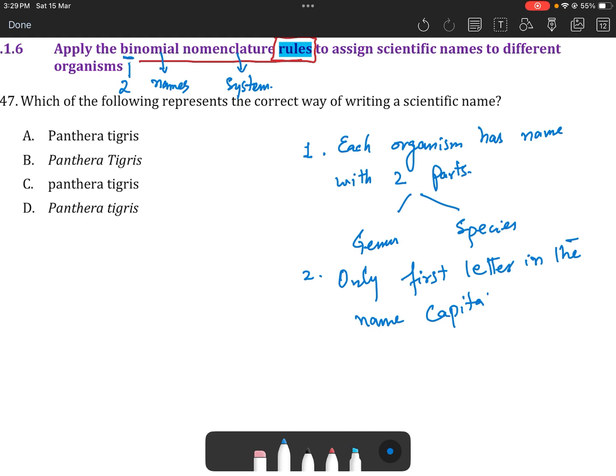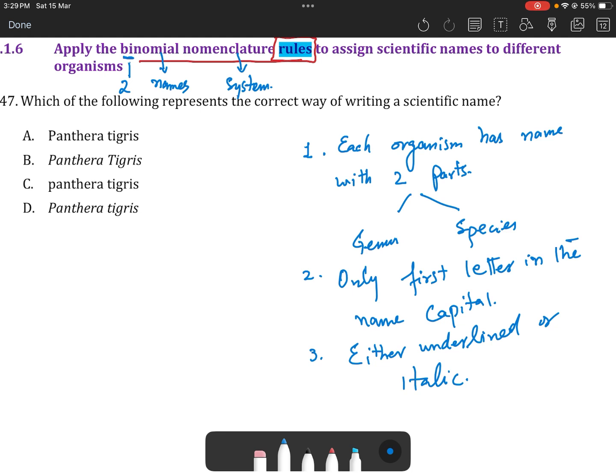And the last thing that you need to notice: it's either underlined or italicized. So it's either italic or underline. Okay, apply the rules. Rule number one, each organism has two names.